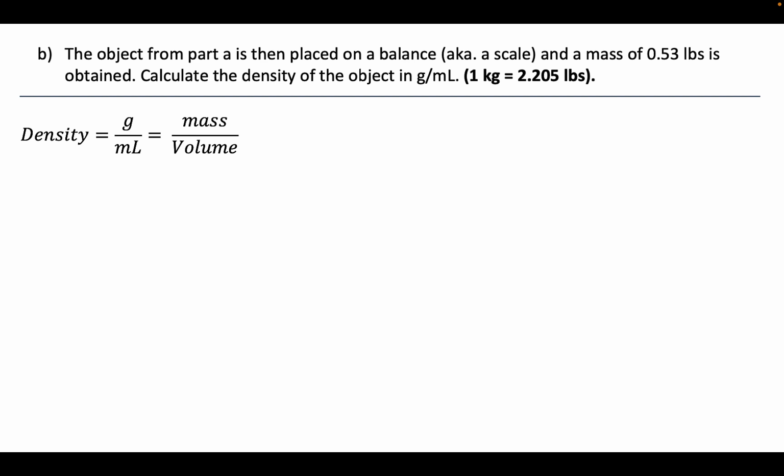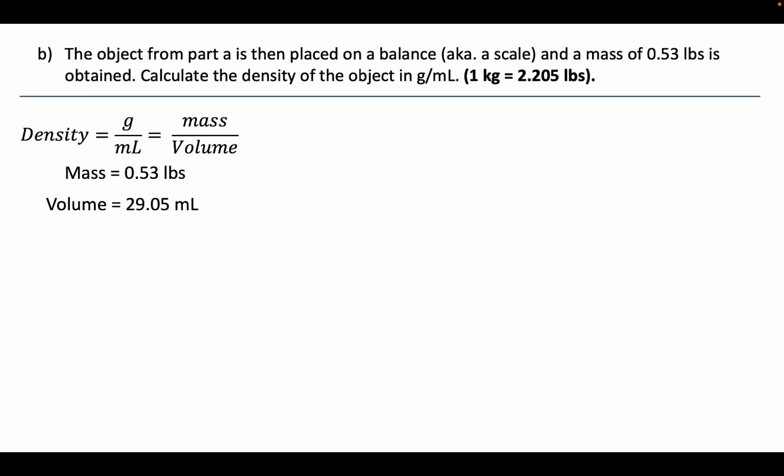So that's our starting point, and what we now need is the mass in grams and the volume in milliliters. The mass we have is 0.53 pounds, and note that this isn't exactly the unit that we want right now. The volume we have from the previous part, right? This is the object from part A, and we know based on our calculation that the volume is 29.05 milliliters.